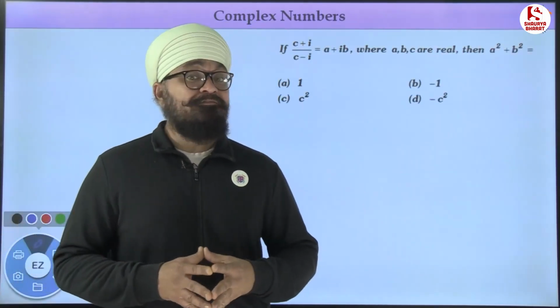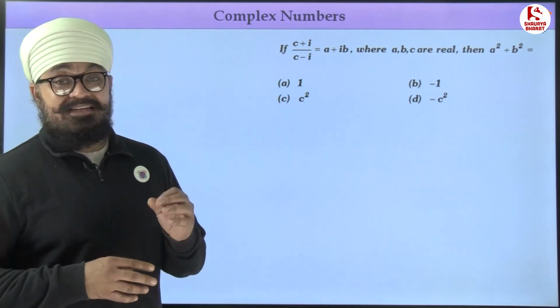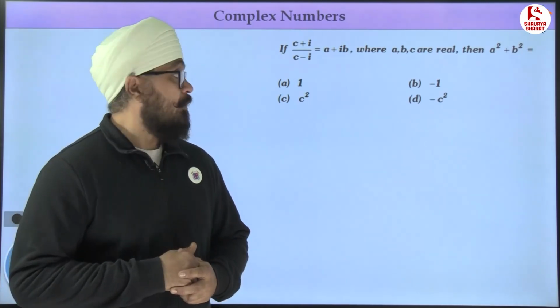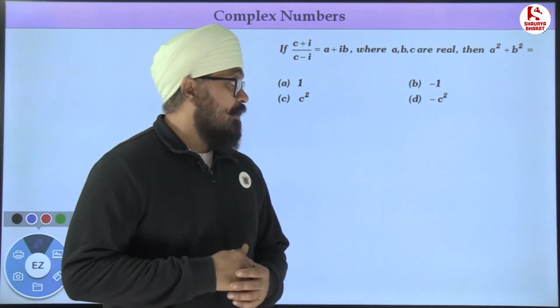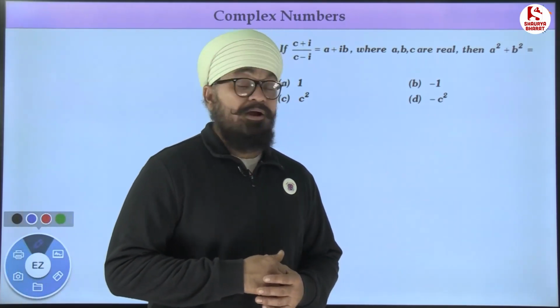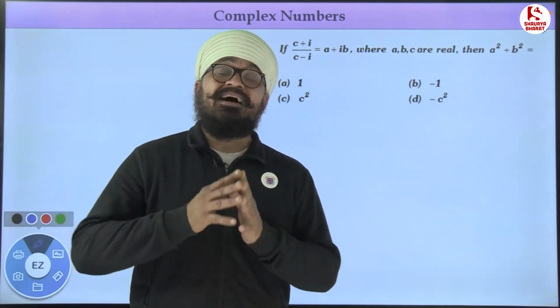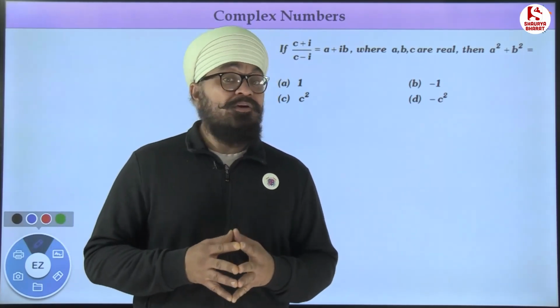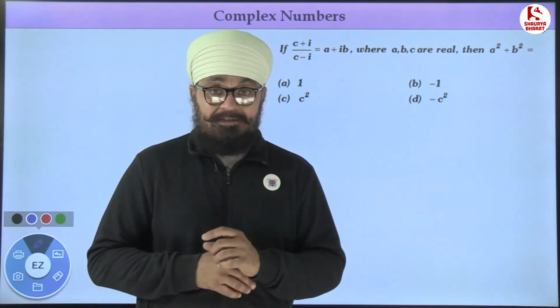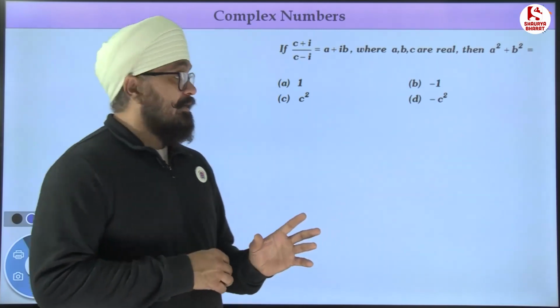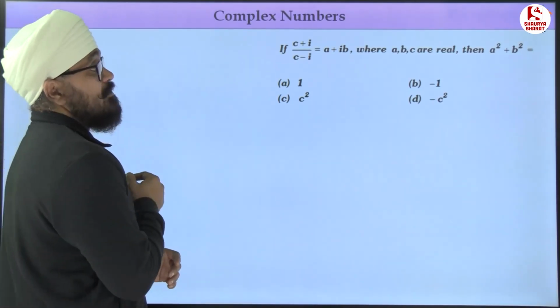Now, we have a very nice question where (c + i)/(c − i) = a + ib, and a, b, c are real numbers. We have to find a² + b². Rather than going for direct division, here we are going to apply a short technique. Direct division is possible and we can get the result, but I will tell you the shortest technique.